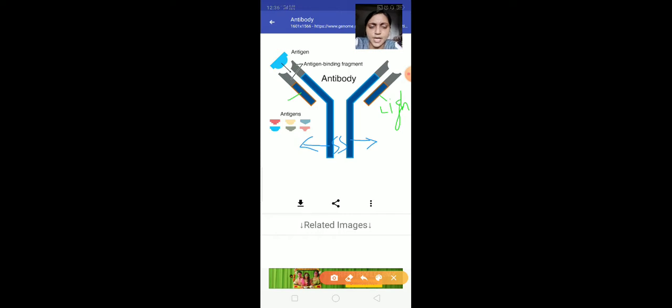And at the top of the antibody you will see some geometrical shapes. These geometrical shapes are specific to each antigen, and you can see from this diagram that the antigens are also showing some specific geometrical shapes. So these are the different geometrical shapes. When the antigen and antibody find each other, they bond together, so there will be an antigen-antibody complex.